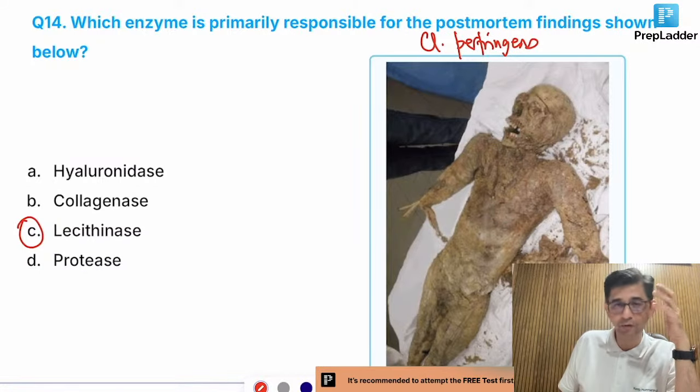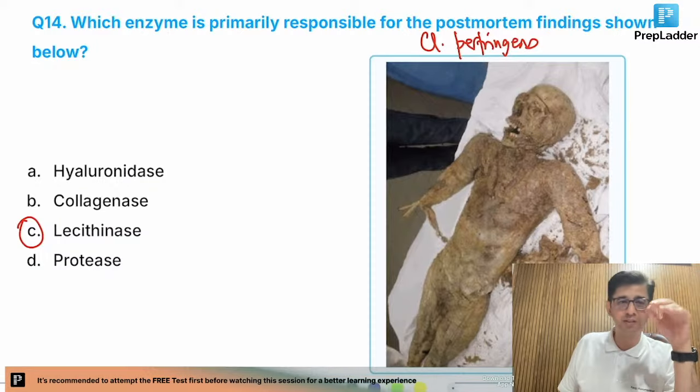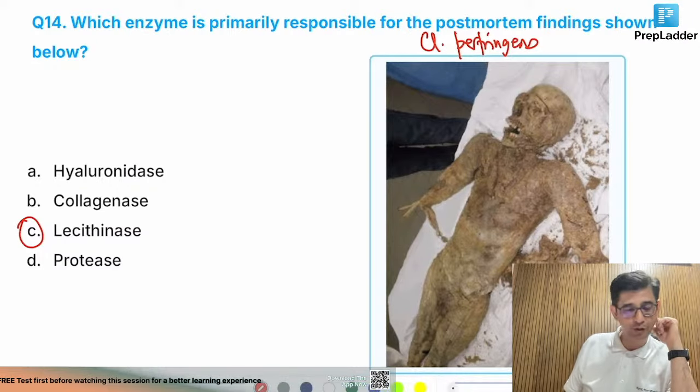I mean, since the objective today is dead bodies, right? That's what I'm trying to dissect before you, whether from an anatomical or forensic perspective. So the correct answer in this case is option number C.